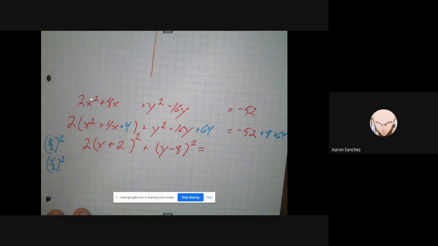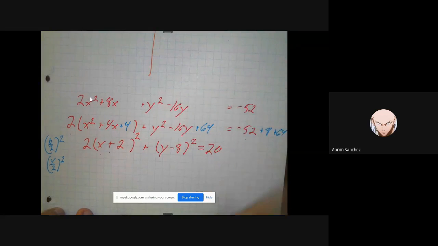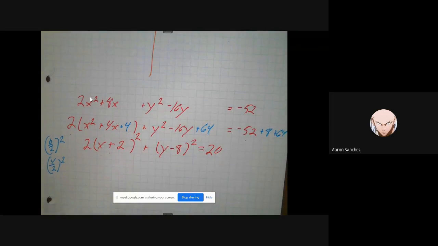Okay, you guys are silent, so I'm assuming you get it. You've got to ask questions if you don't get it. Anyone? So I'm adding negative 52 plus 8 plus 64, and I get 20. Is that right? Yeah, I think so. Now, this is for my equation of an ellipse.